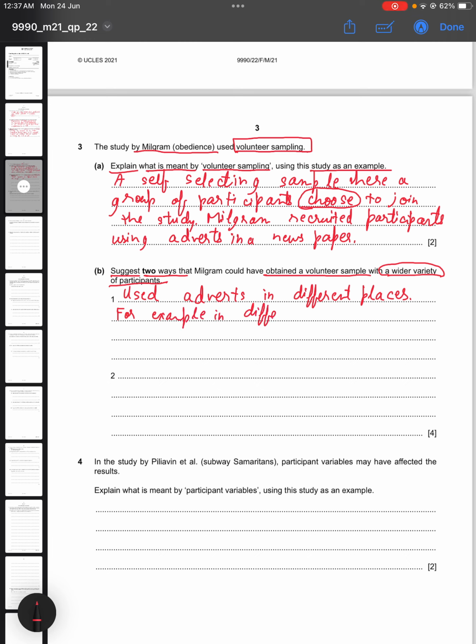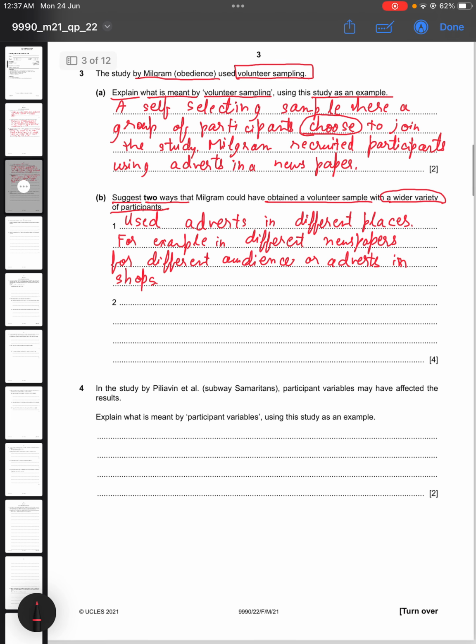in different newspapers for different audience, or adverts in shops.